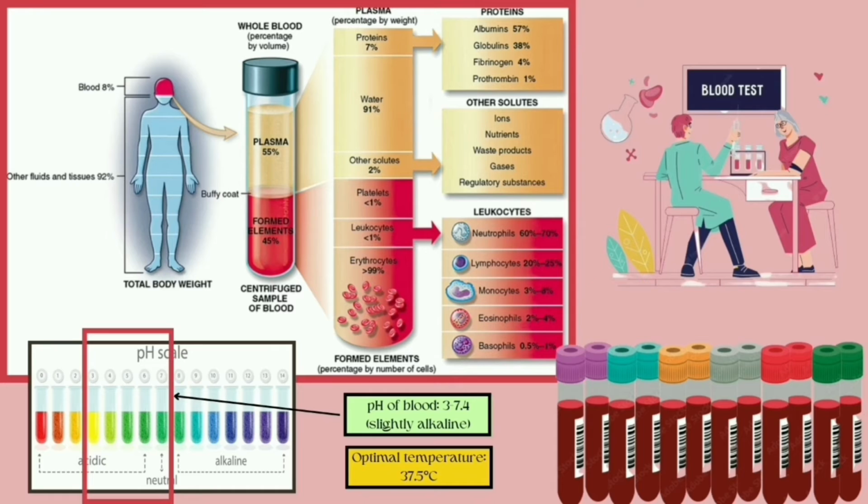At the bottom of the slide, you can see the pH scale. The normal pH of blood is actually between 7.35 to 7.45. It is slightly alkaline. Whereas the optimal temperature of the blood is 37.5 degrees Celsius.